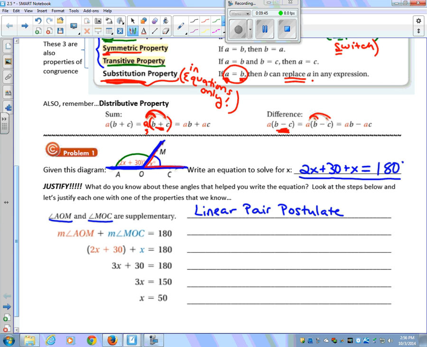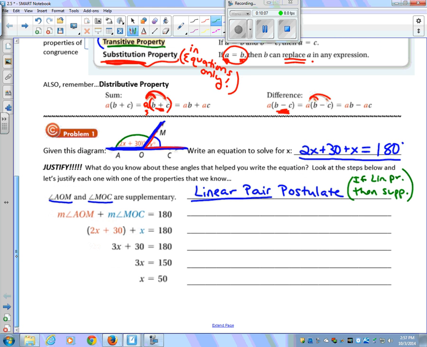We learned a separate postulate called the linear pair postulate. That's the postulate that said if two angles are a linear pair, then they are supplementary. If linear pair, then supplementary. So it's actually that postulate that allows us to know that since these angles are sitting on this line, they are supplementary. Well, if AOM and MOC are supplementary, then the measure of AOM plus the measure of MOC must equal 180. This is just going to be the definition of supplementary.